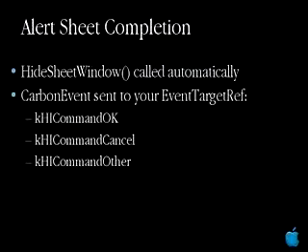So when the user manipulates the sheet and finally clicks one of the buttons, the Create Standard Sheet API set up some stuff so that we will call hide sheet window for you automatically. And then we send a particular Carbon event to the event target you provided. It'll be OK, cancel, or other, depending on whatever button the user clicked.